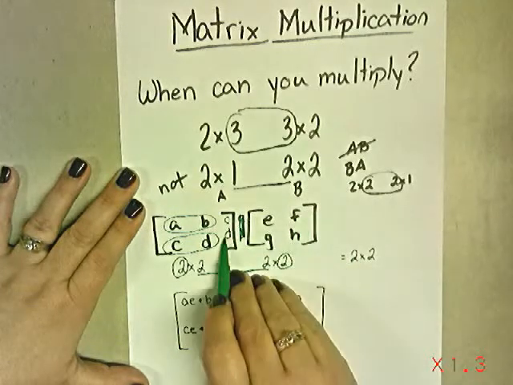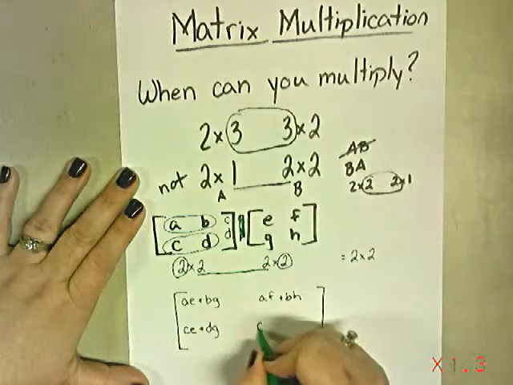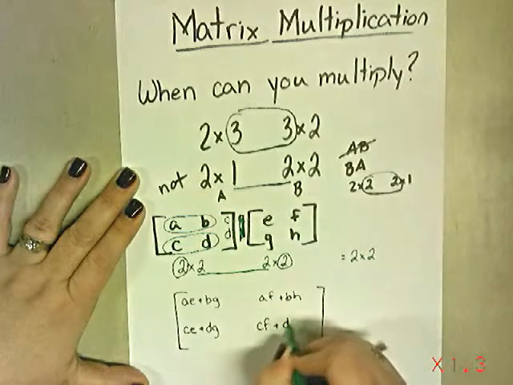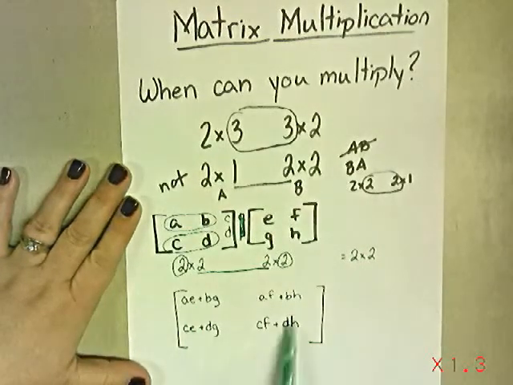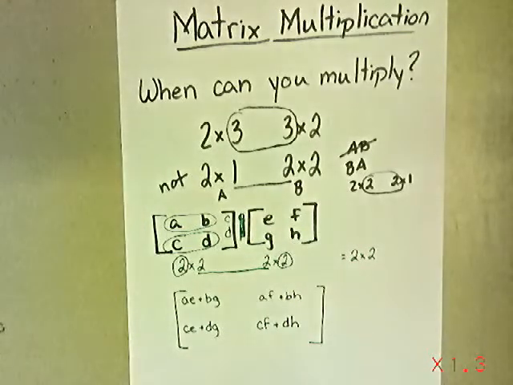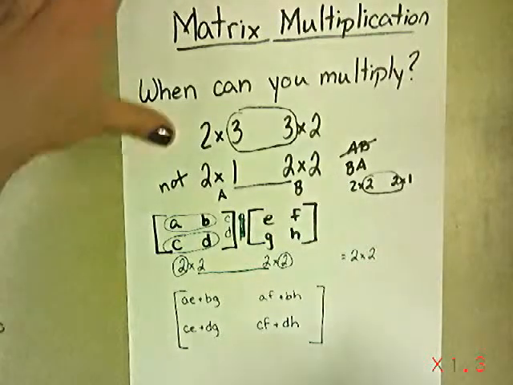C times F, D times H, and add those together. And again, in a normal problem, these will all be numbers, so you'll just be able to add those together and multiply, and then you'll end up with a normal looking matrix. Okay, so let's do an example.